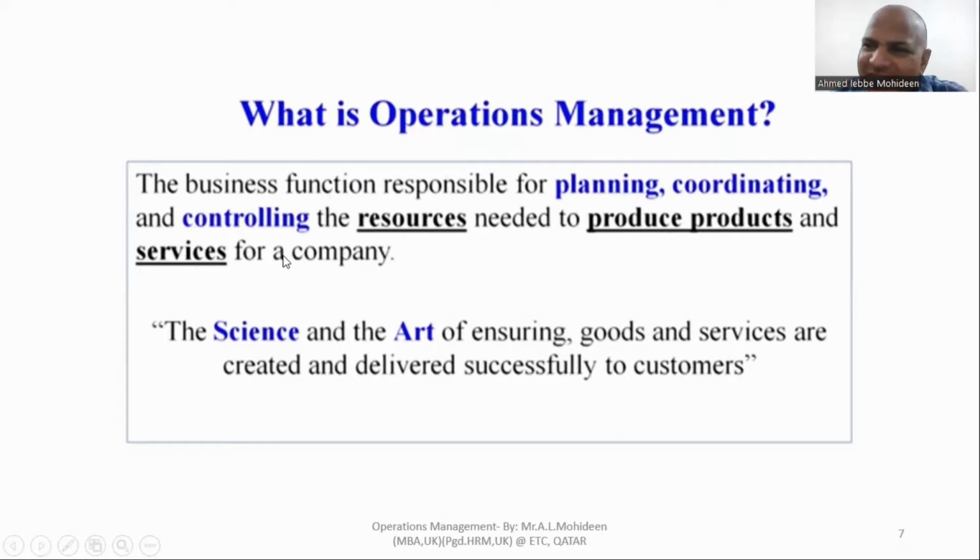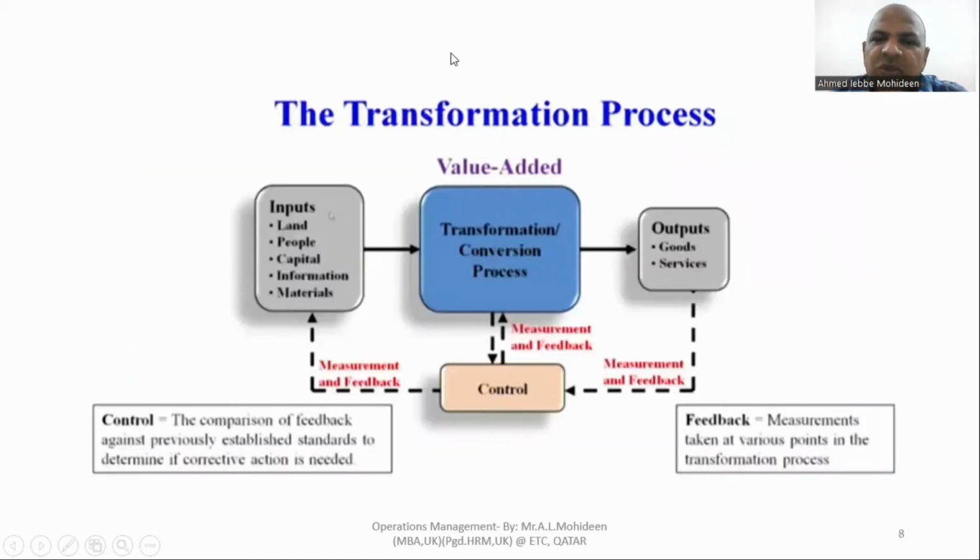It's the same as management, but you are planning and coordinating in order to produce the product and services. It is a science and art of ensuring goods and services. So this is the one you have to remember under operation management: input, process, and output. The main key in operation management is effectiveness and efficiency.